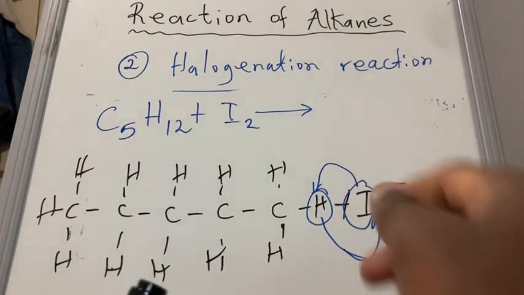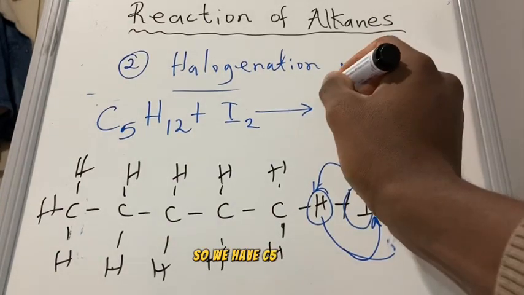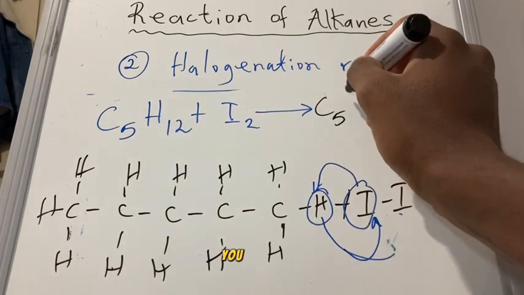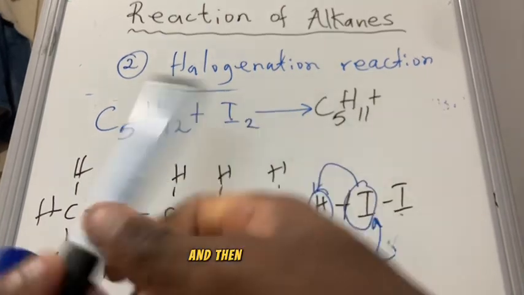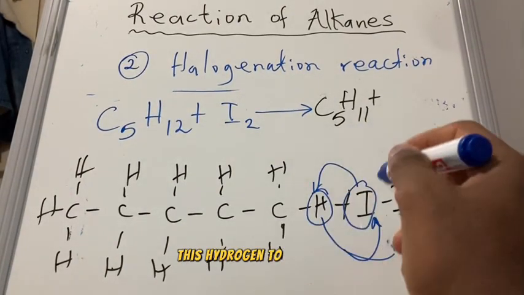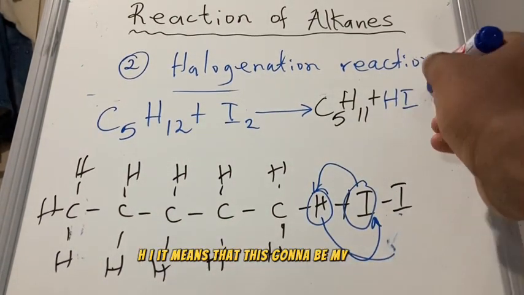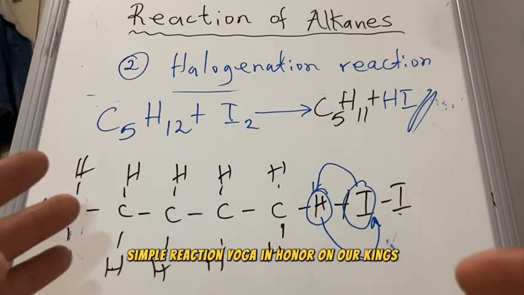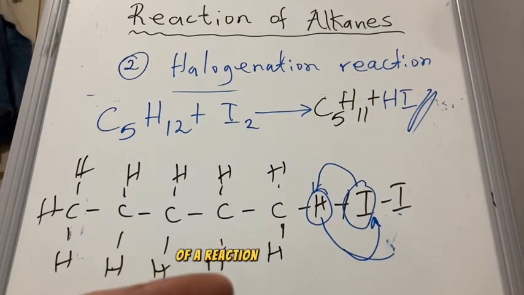So in this case, we're going to write 5 carbon initially, so we have C5 in the product. And if you take 1 from there, you get H11 plus Br. And then I'm going to write this hydrogen with the bromo, and I get HBr. It means that this is going to be my product. So this is a simple reaction on alkanes, and this is how you balance, or how you read, the product of a reaction involving an alkane.